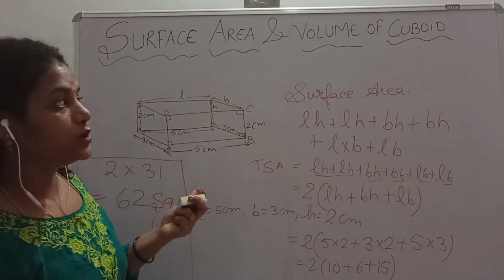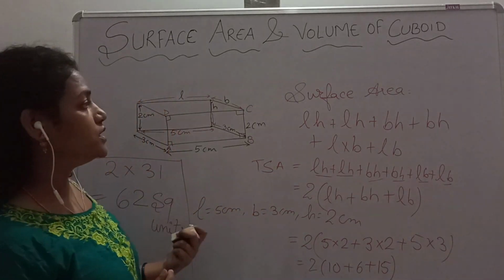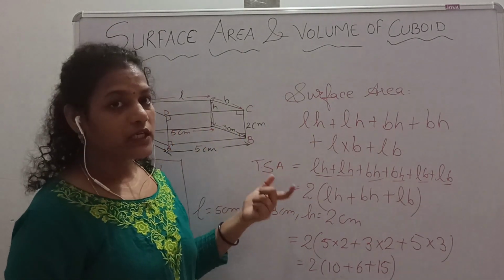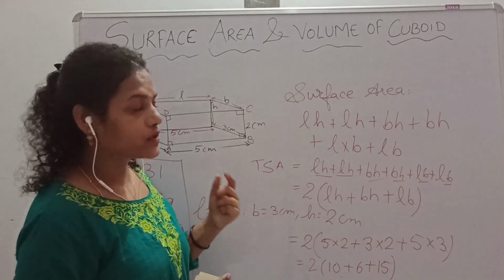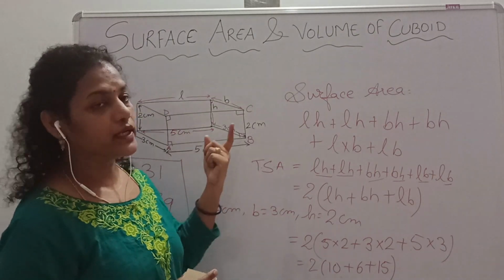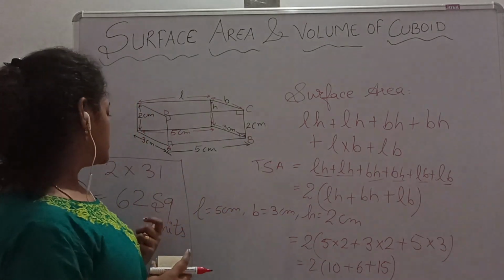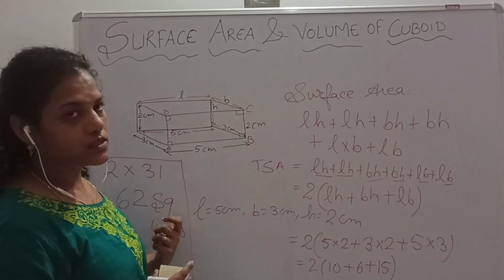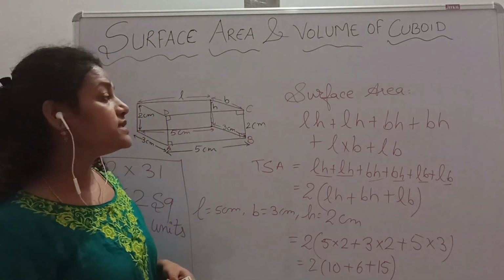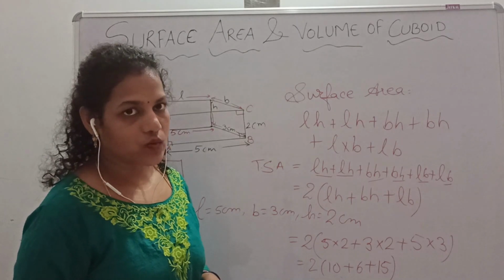Always remember, you have to write square units whenever you need to find area. For volume, you need to write cubic units. Okay, there is a difference in the units. Whenever you have to write about area, you need to write square units. So this is about surface area. We will see lateral surface area also.